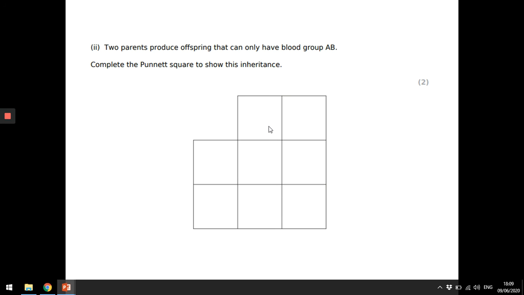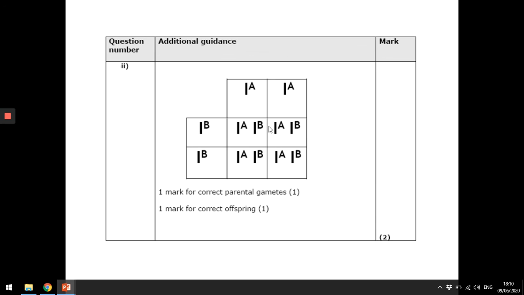And there's another question here. Two parents produce offspring that can only have blood group AB. Complete the Punnett square to show this inheritance. So you have to work out the parents and the offspring there. If you want to pause the video now and have a go, you can. And then here is the answer, showing the Punnett square.